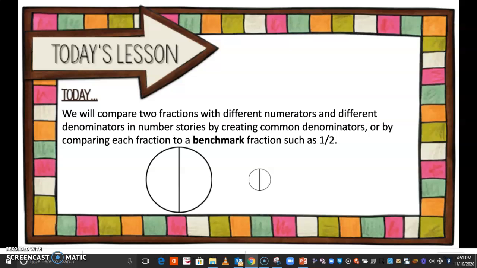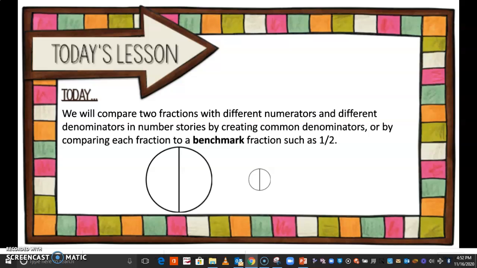So what we're doing today, and what we talked about in our lesson, is comparing 2 fractions. And that's really it. We look at the numerators to see which one's bigger, but we have to make sure that the denominator is common or the same. Then we're going to talk real briefly today about using the benchmark of a half. We're going to talk about that a lot more tomorrow.